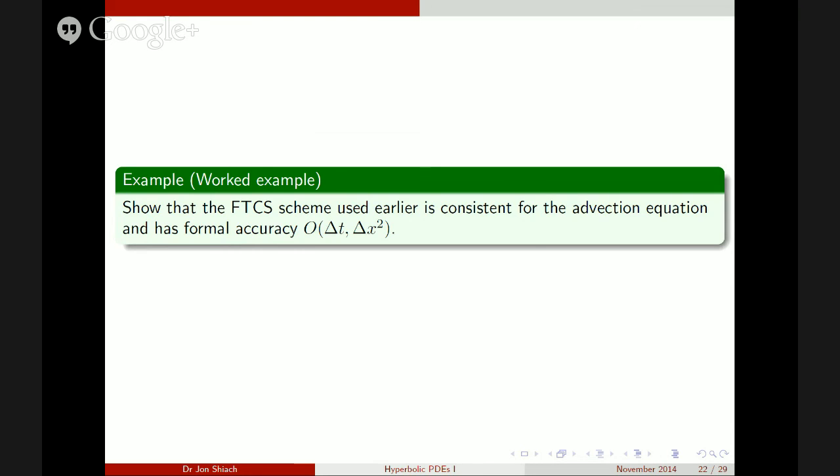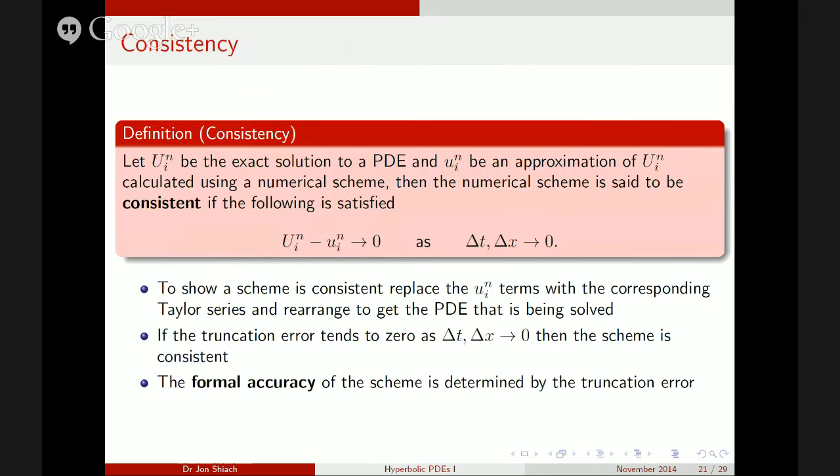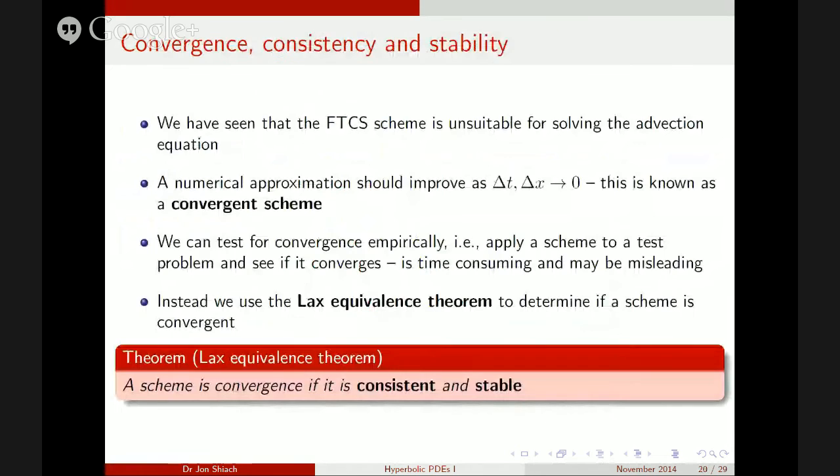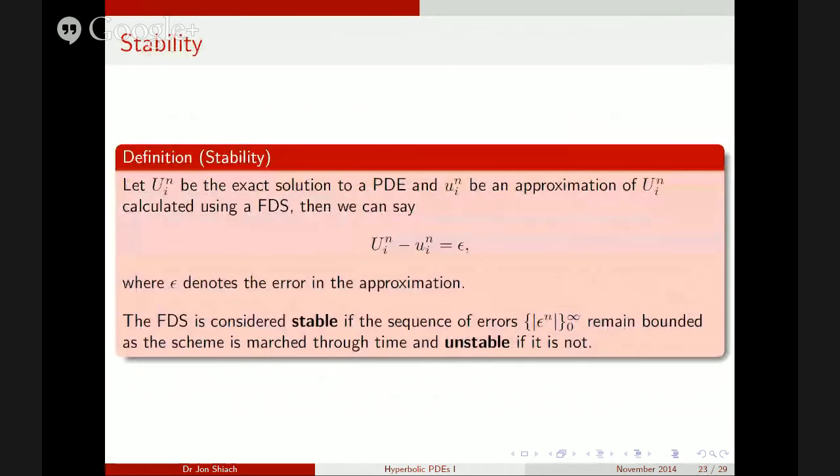So that was that worked example, given at the top of page 50. The forward time centered space scheme is consistent, but it's rubbish. We've seen it's rubbish because, going back a few slides, it doesn't give us a very good solution, and it goes unstable. So we've got to look at stability.